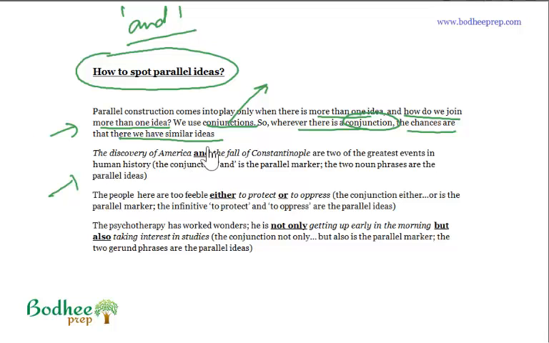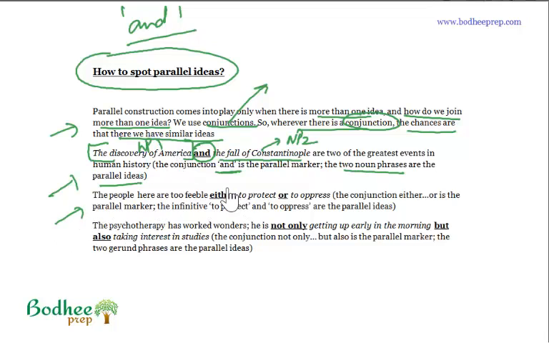The discovery of America and the fall of Constantinople are two of the greatest events in human history. What are the two things? The first is a noun phrase, NP1, the discovery of America, and the fall of Constantinople is the second noun phrase. These two are the greatest events in human history. The conjunction and is the parallel marker. The two noun phrases are the parallel ideas. Let's go to the next one.